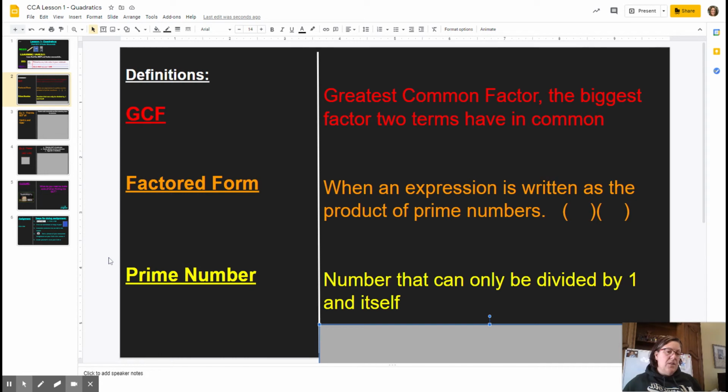Anybody need me to wait just a little bit longer with the definitions? I got you, Emma. Thank you. You want to let me know when you're all caught up. I can, then we'll move into our first example. You need a little more time too, Jesus?